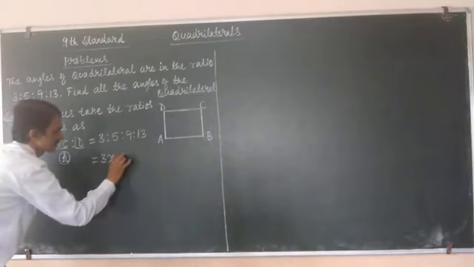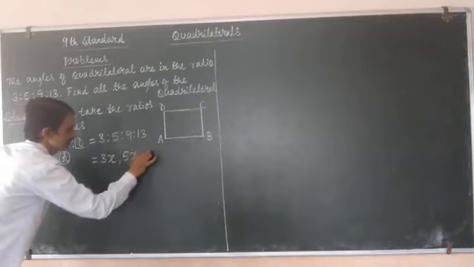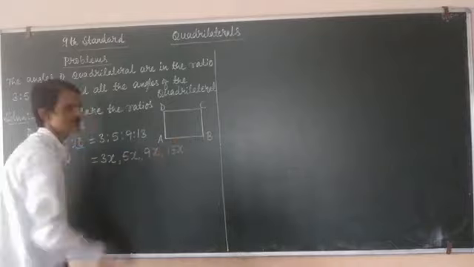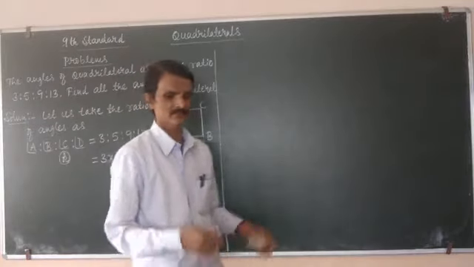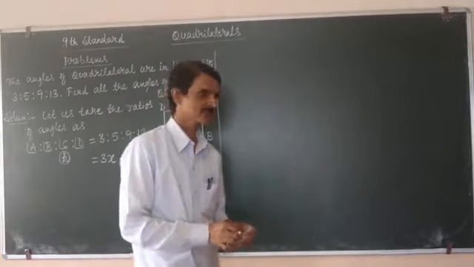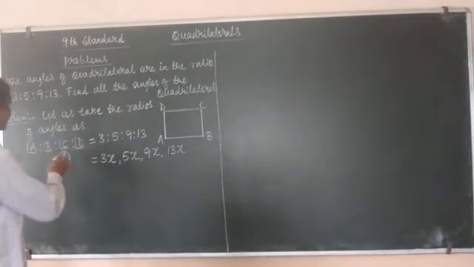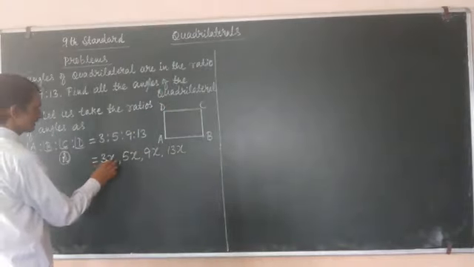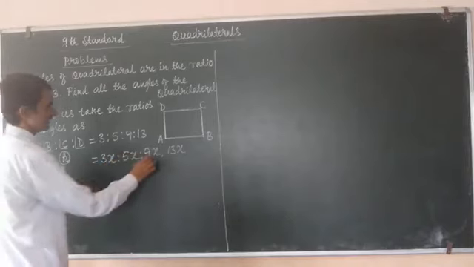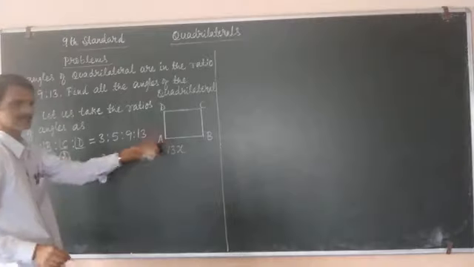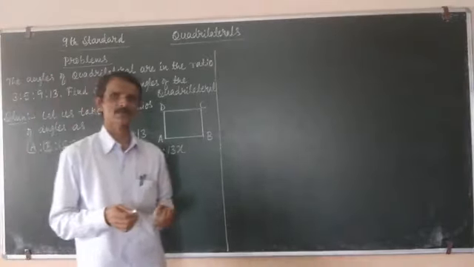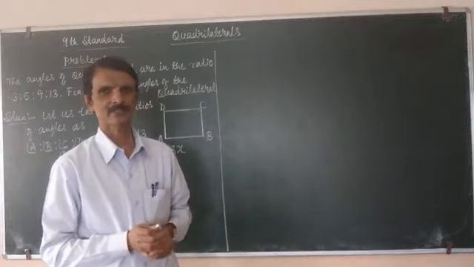3x, 5x, 9x, 13x. By knowing the ratios, angle A is equal to 3x and angle B is equal to 5x, angle C equals 9x and angle D equals 13x. We know the angle sum property of the quadrilateral.